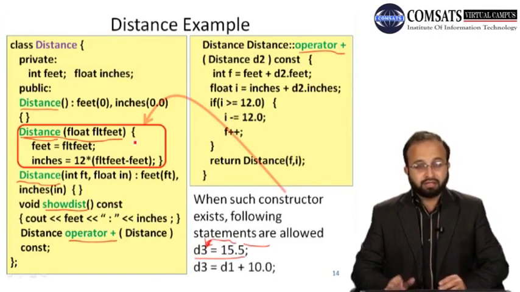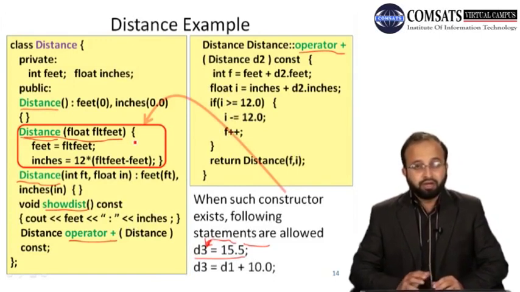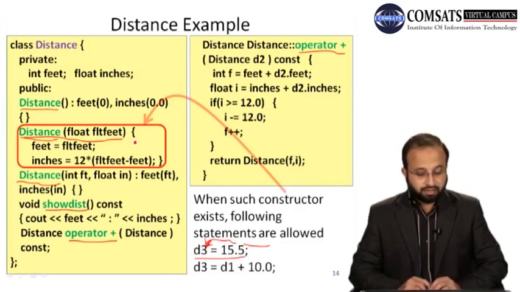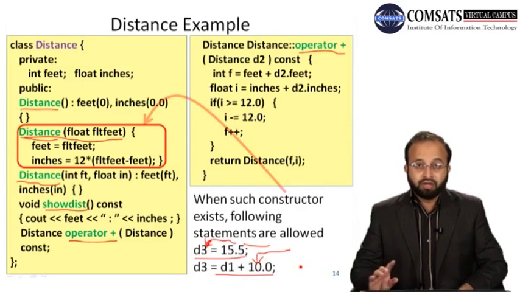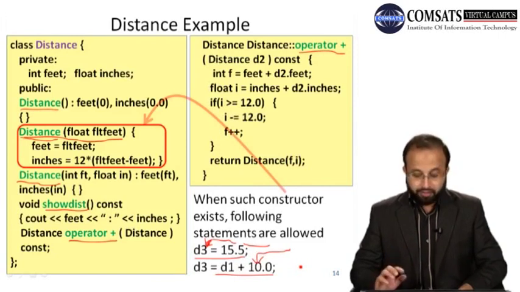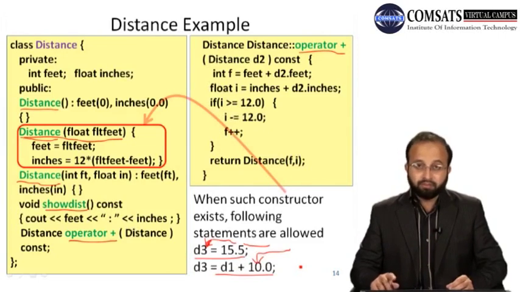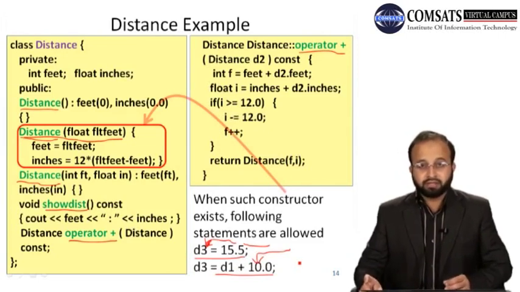whose feet and inches are initialized with 15.5 feet, right? And we can also execute a statement like this. In this, the floating point value will first be passed to the one argument constructor, the one parameter constructor. That constructor will create an object and initialize its feet and inches with 10.0 feet and then return an object. So now the statement becomes d3 is equal to d1 plus an object of a distance class.